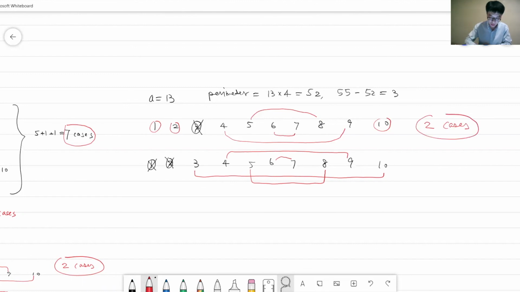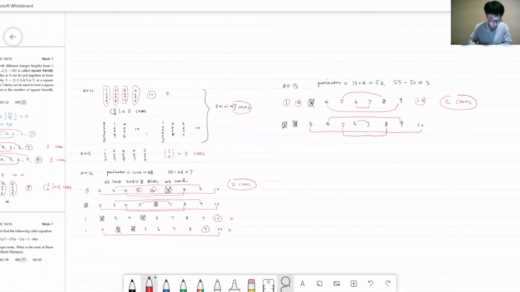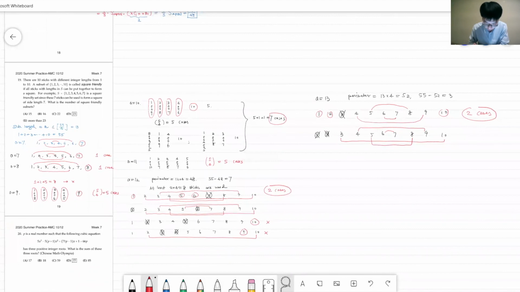Right, now let's add up all these numbers. So the total number equals: A equals 7 is 1, A equals 8 is 1, A equals 9, 5, A equals 10, we have 7, 11, we have 5, 12, we have 2, 13, we have 2.